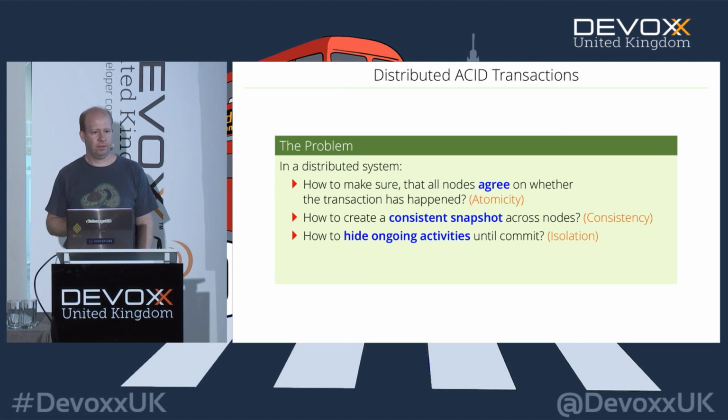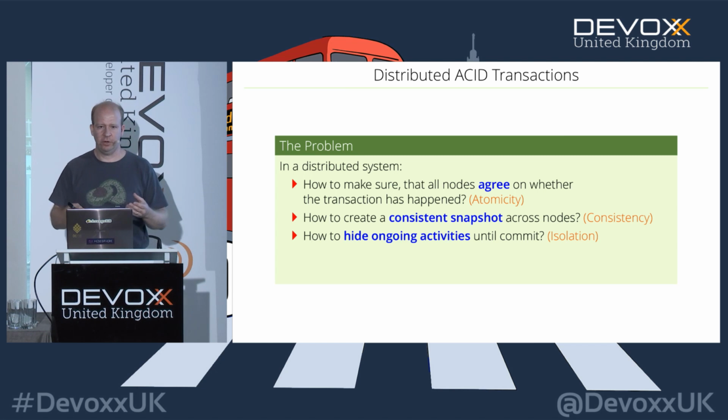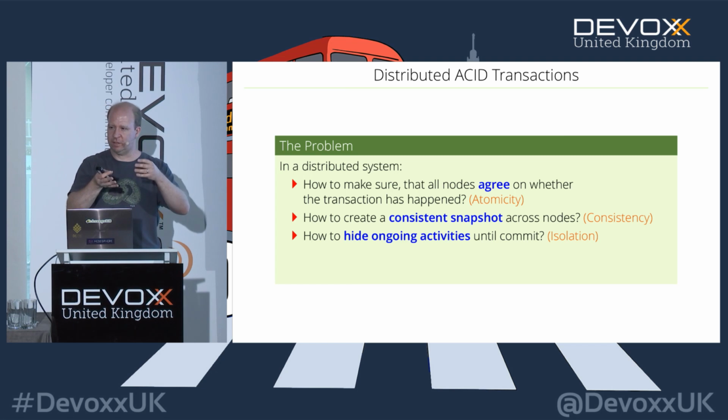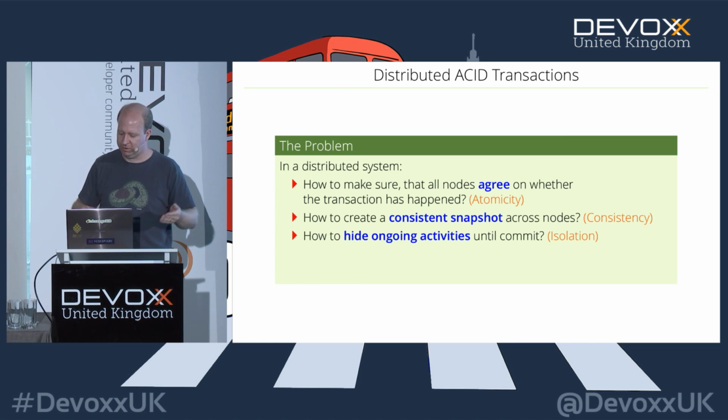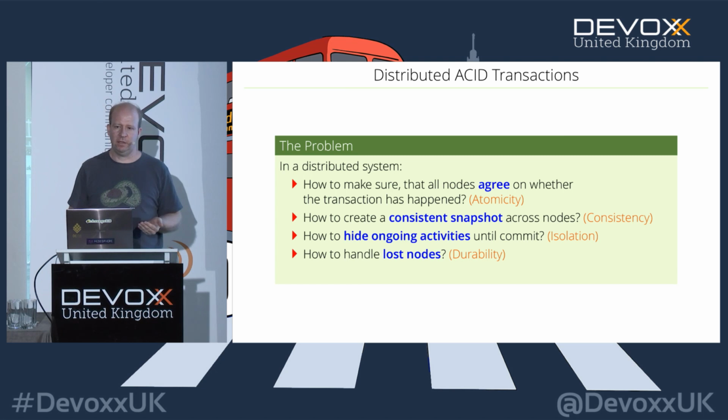How about isolation? You do changes here and there, but there's another transaction going on which reads here and there, and you have to make sure that it either sees all these other changes or not. How do you do that? And finally, how do you solve the durability problem if any node can vanish at any time?